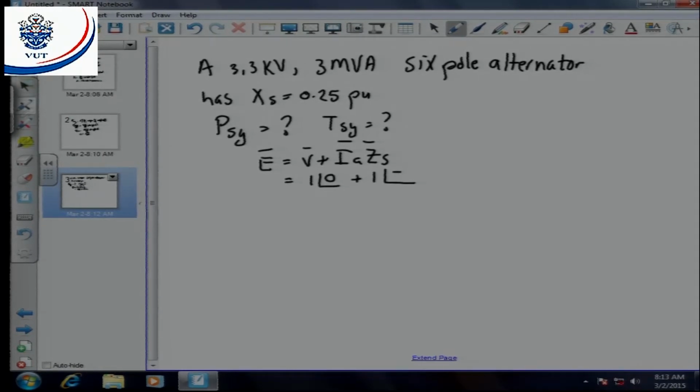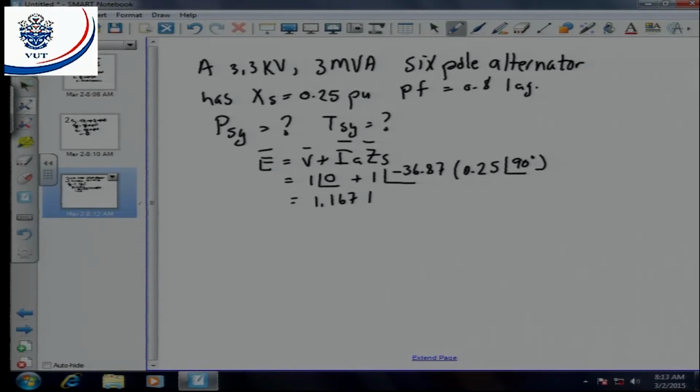The synchronizing power is equal to delta VE over XS sine 90 plus delta, which gives us 3 pi over 180 times 1 times 1.167 divided by 0.25 sine of 90 plus 9.9 degrees, which gives us 0.241 per unit.